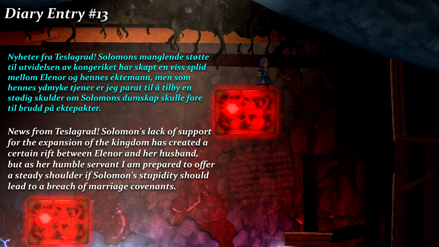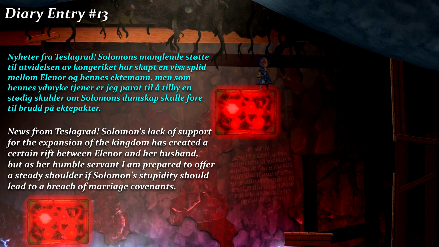Entry 13. News from Teslagrad. Solomon's lack of support for the expansion of the kingdom has created a certain rift between Eleanor and her husband, but as her humble servant, I am prepared to offer a steady shoulder if Solomon's stupidity should lead to a breach of marriage covenants.